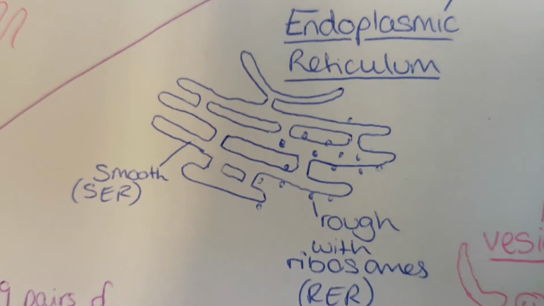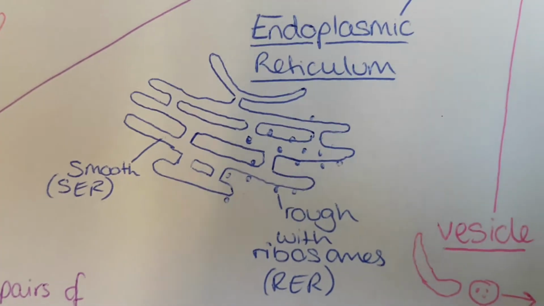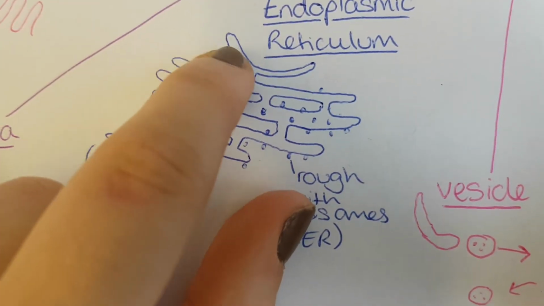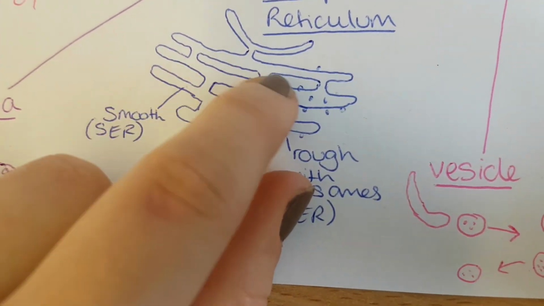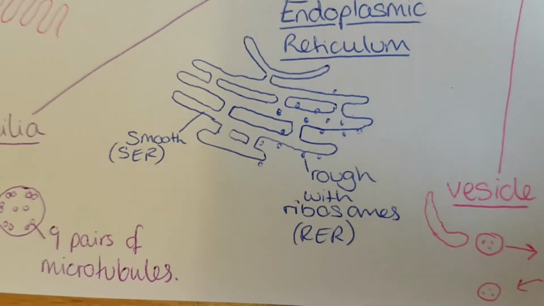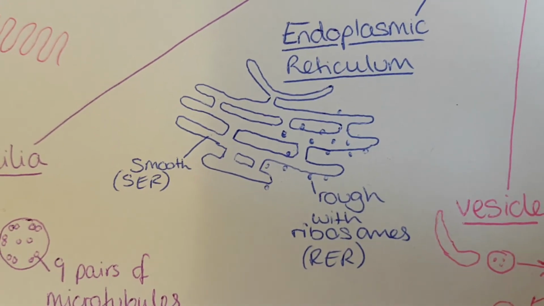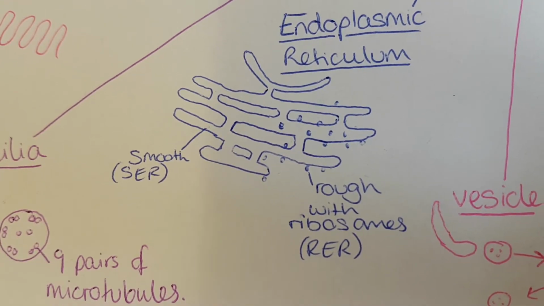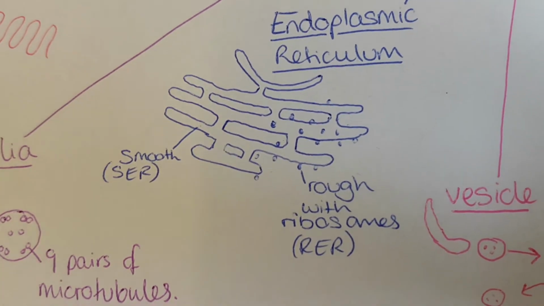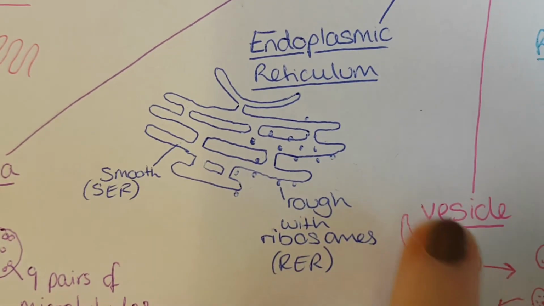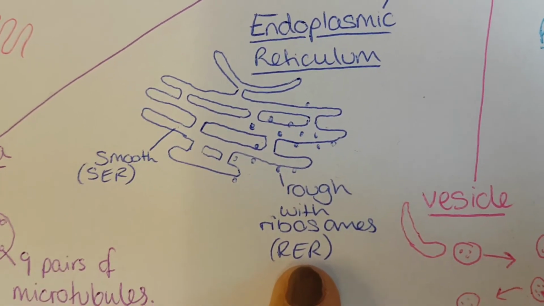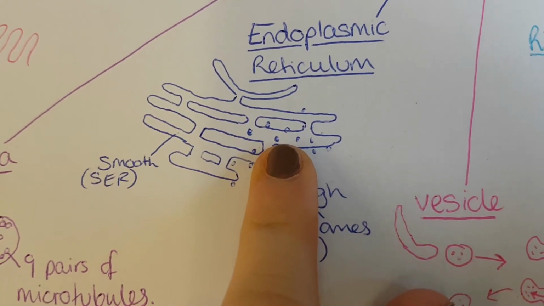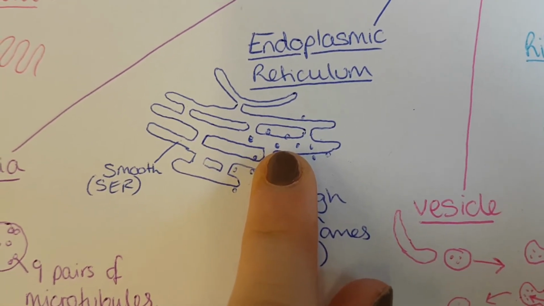Okay, so back to the endoplasmic reticulum. This is an extension of the nuclear membrane. So this is the nuclear envelope here, and then it extends off into these flattened sacs called cisternae. If there's no ribosomes, then it's smooth endoplasmic reticulum, or SER for short, and that synthesizes and processes lipids, or fats, to you and me. And the rough endoplasmic reticulum does have ribosomes, RER for short, and this synthesizes and processes proteins.